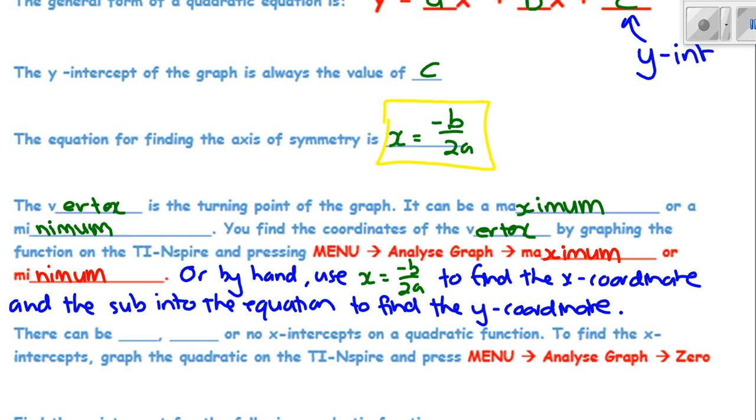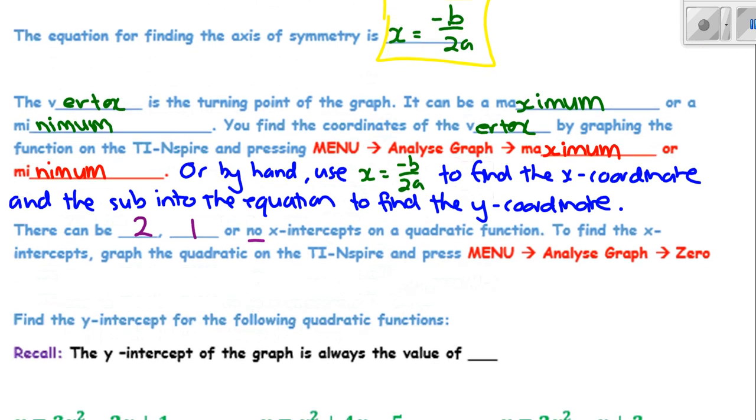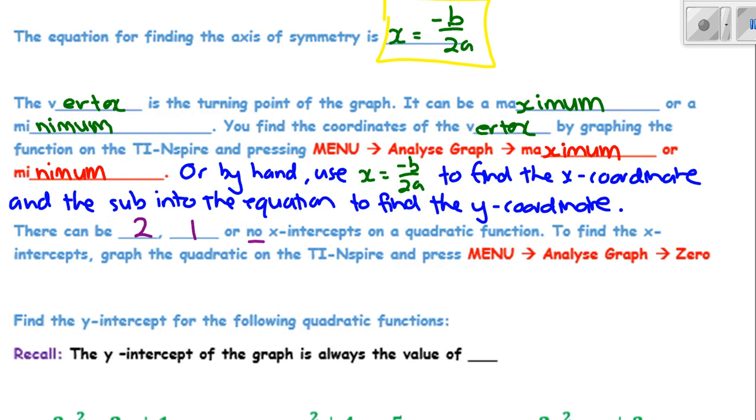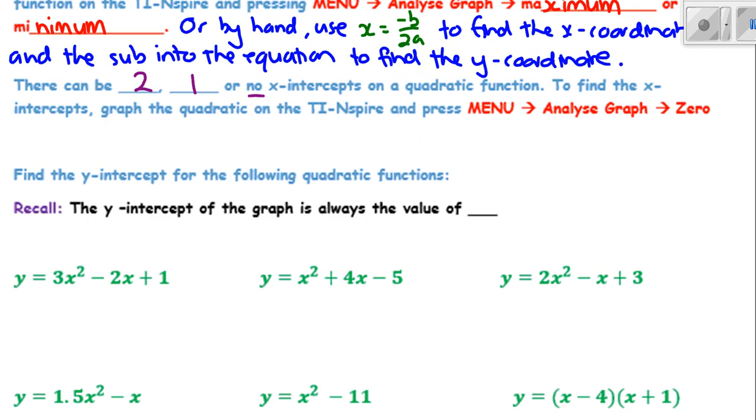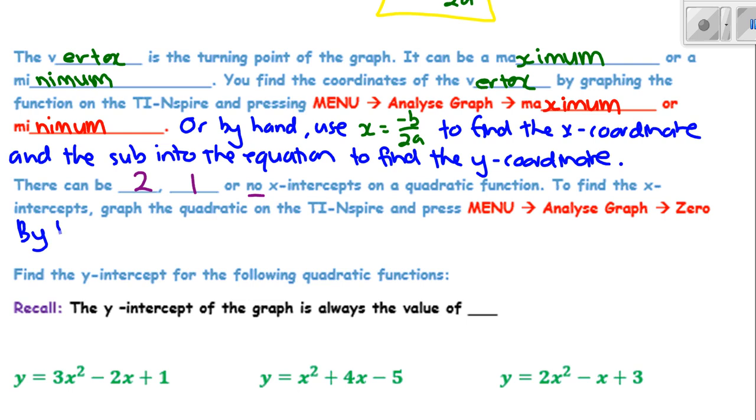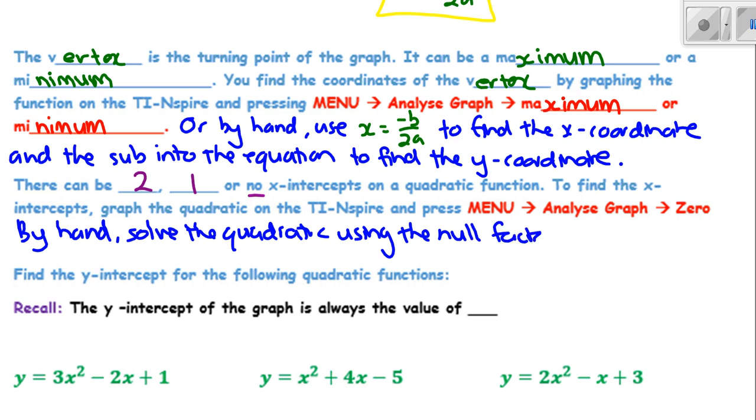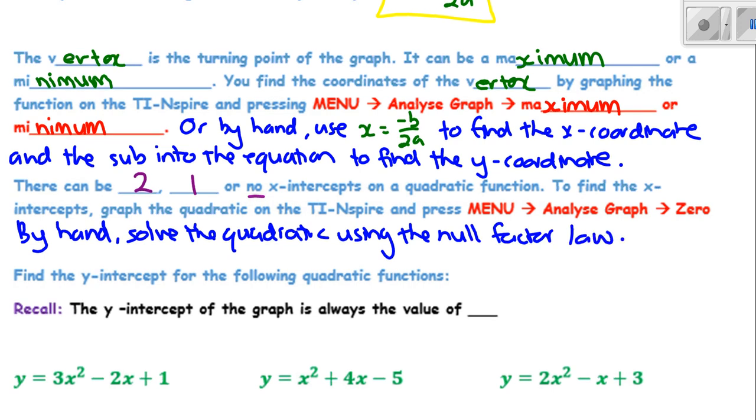There can be 2, 1 or no x-intercepts on a quadratic function. To find the x-intercepts, graph the quadratic on the TI-Nspire, press menu, analyze graph, and zero, because x-intercepts I call zeros. By hand, solve the quadratic using the null factor law. Using the null factor law just means set the quadratic equal to 0 and then solve it any way you want. You can either factor it, or you could use the quadratic formula, or you could complete the square.